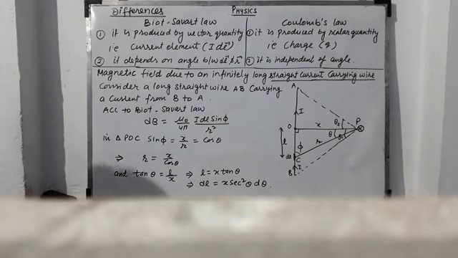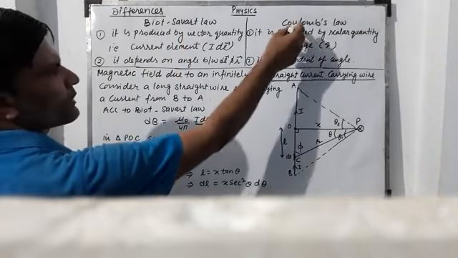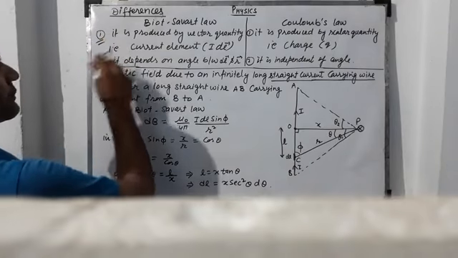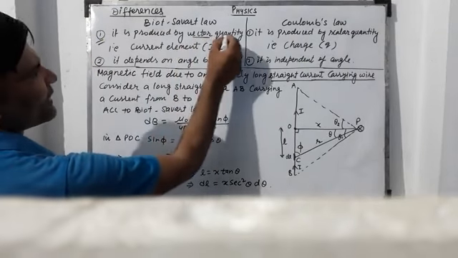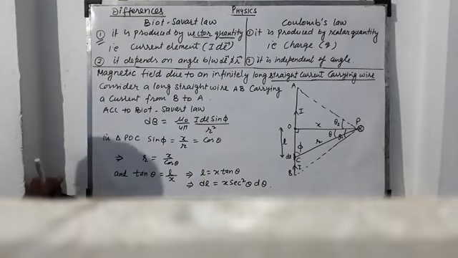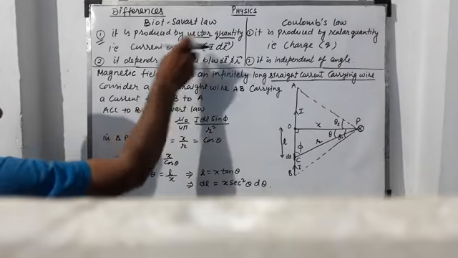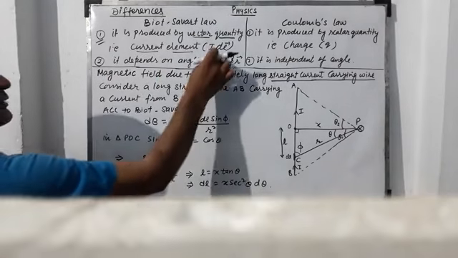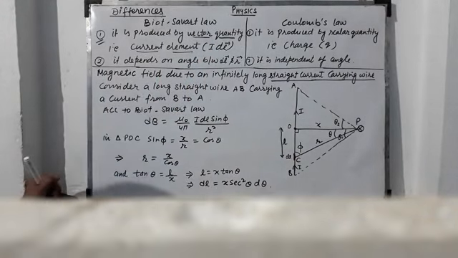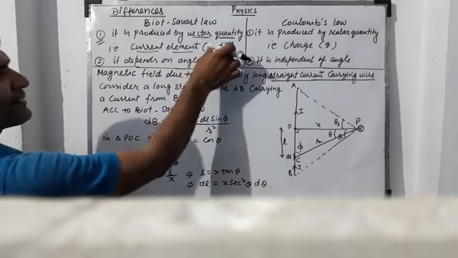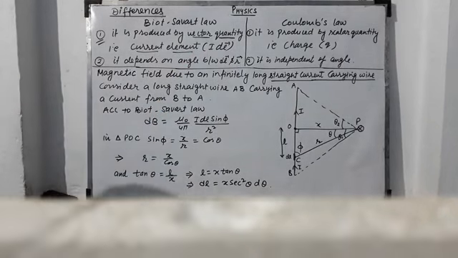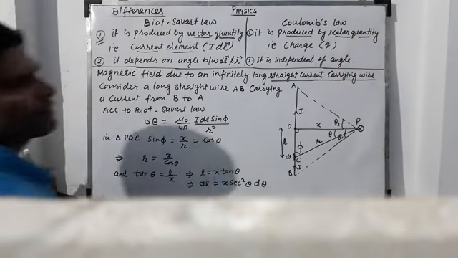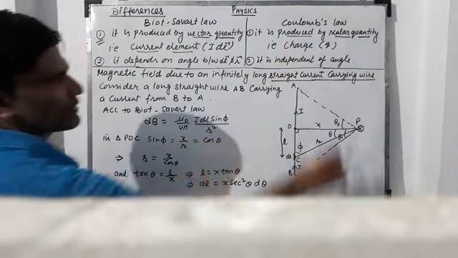And the differences between Biot-Savart law and Coulomb's law are: the first difference is that Biot-Savart law is produced by a vector quantity, that is the current element. We give the direction to displacement dl, so the current element is a vector quantity. And Coulomb's law is produced by a scalar quantity, that is charge.